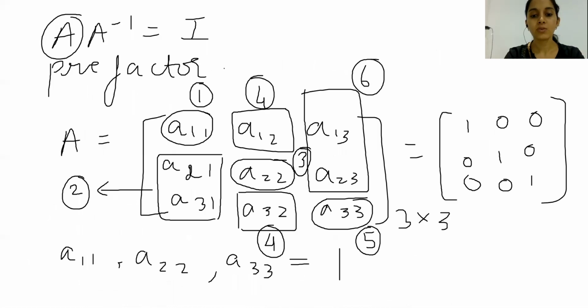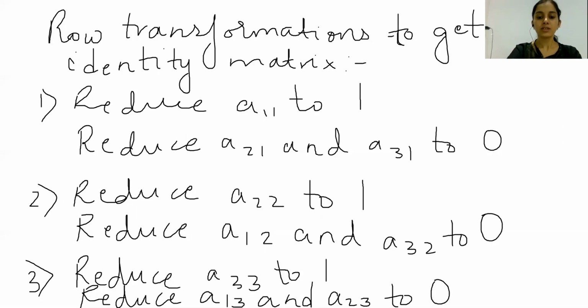Okay, next. What is our third step? Reduce A22, that is your second diagonal element, to 1. Okay, and then what will be your fourth step? Reduce A12 and A32, that is in that column, to 0. Okay, then the last one, fifth one, A33, that is your third diagonal element, to 1. And the elements above it, that is A13 and A23, to 0. Okay, these are the row transformations you will apply.